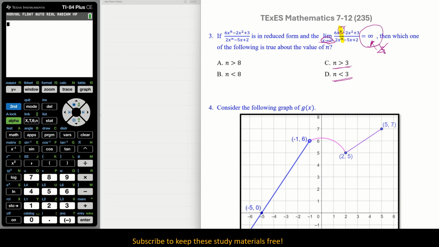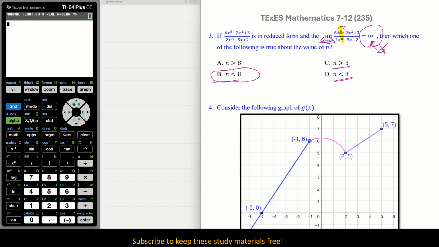If it's the other way around, let's say 8 and n were switched, well then no, that wouldn't work either, because n would have to be 9 or greater. If n was 9 or greater, then the limit would be 0, and it isn't. They're saying infinity. So no matter what, n has to be less than 8. I mean, that's just what the definition is. We have no other option.